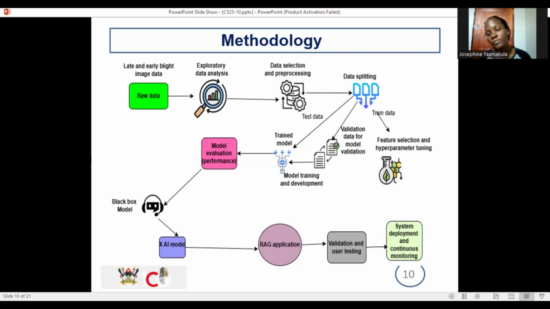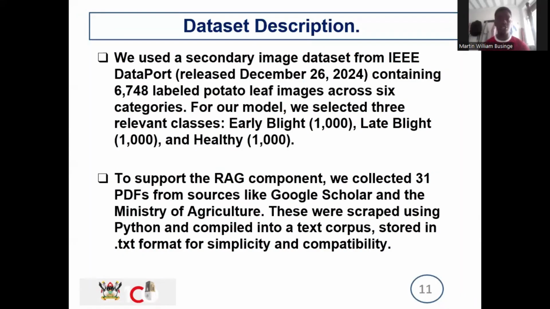Then after, we deployed our system using an existing dataset from IEEE DataPort, which was released on the 26th of December 2024, and it contained 6,748 labeled potato leaves across 6 categories. These categories were healthy leaves, those infected by early blight and late blight, those attacked by pests, and those affected by virus and fungi. But for the sake of our model, we only focused on 3 relevant ones, which are early blight, late blight, and the healthy ones.